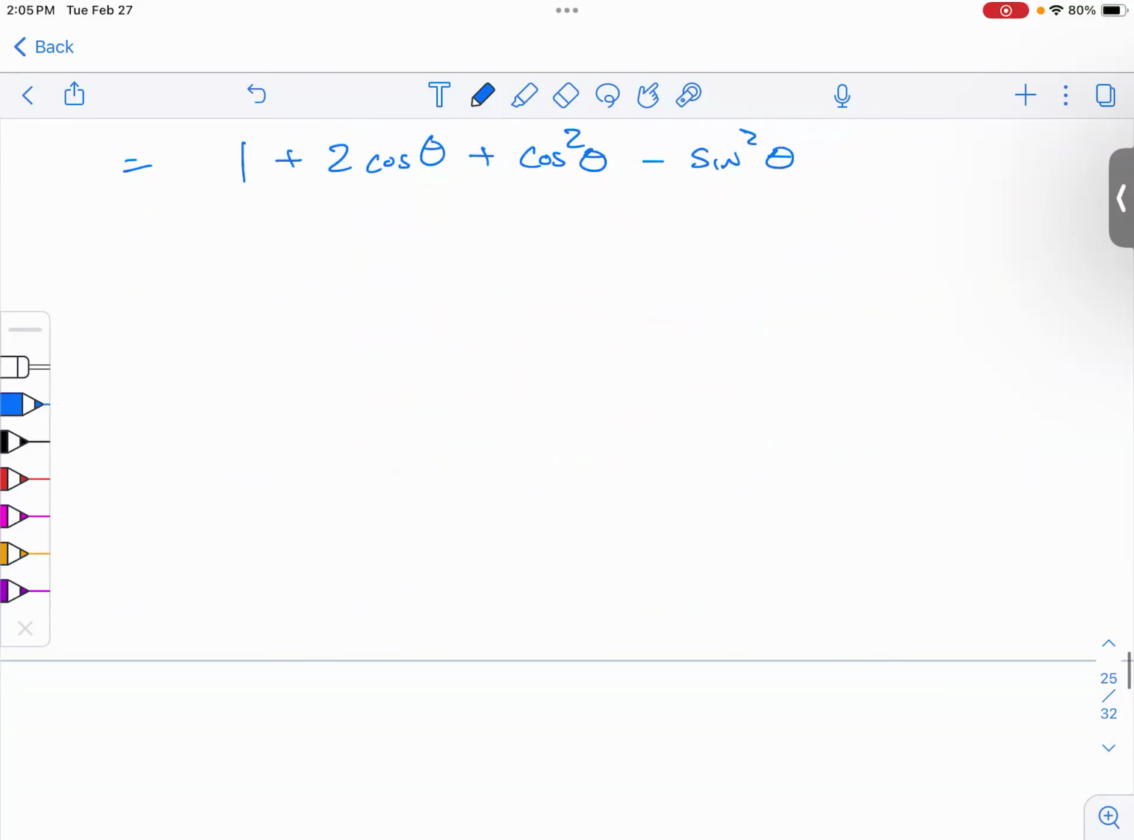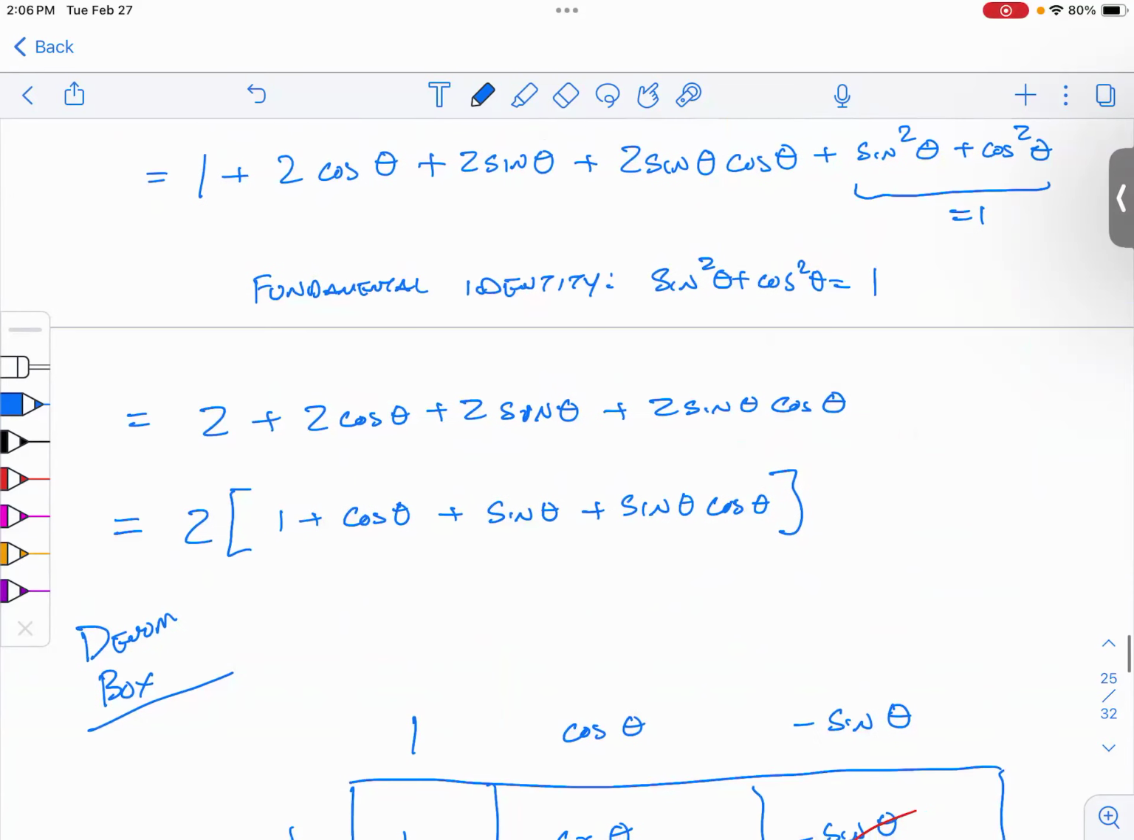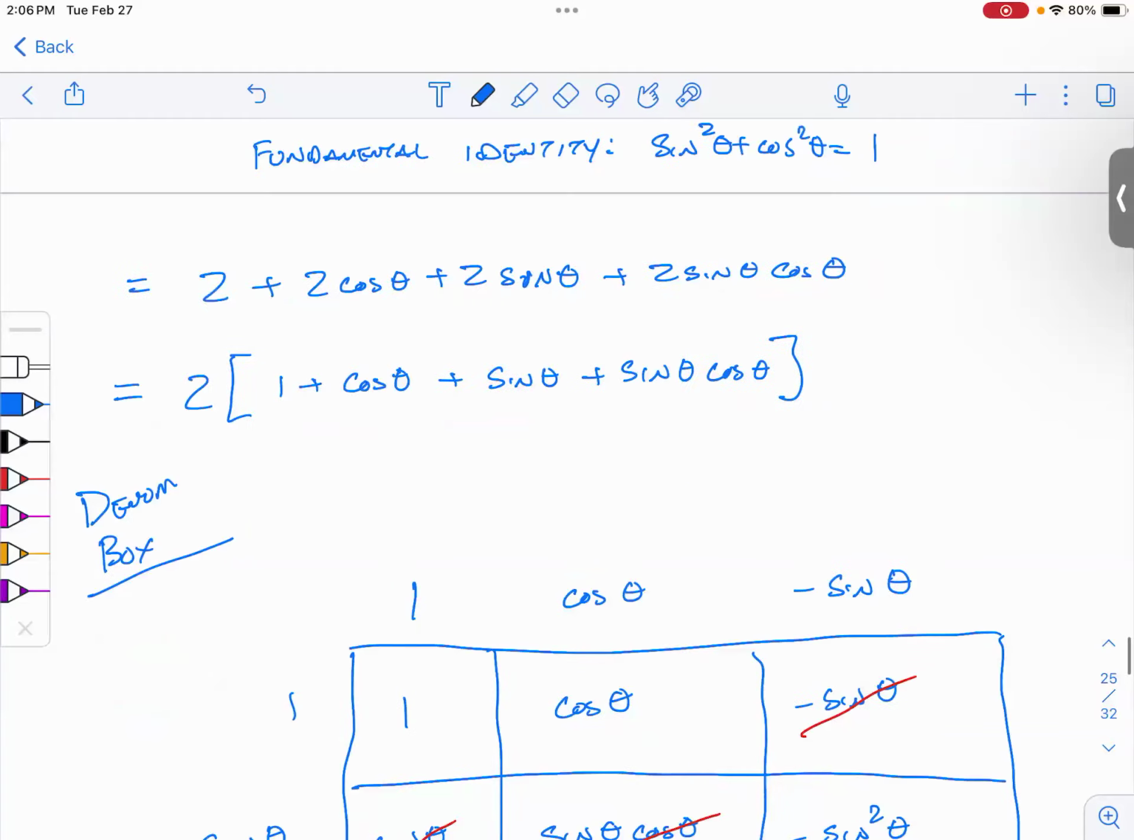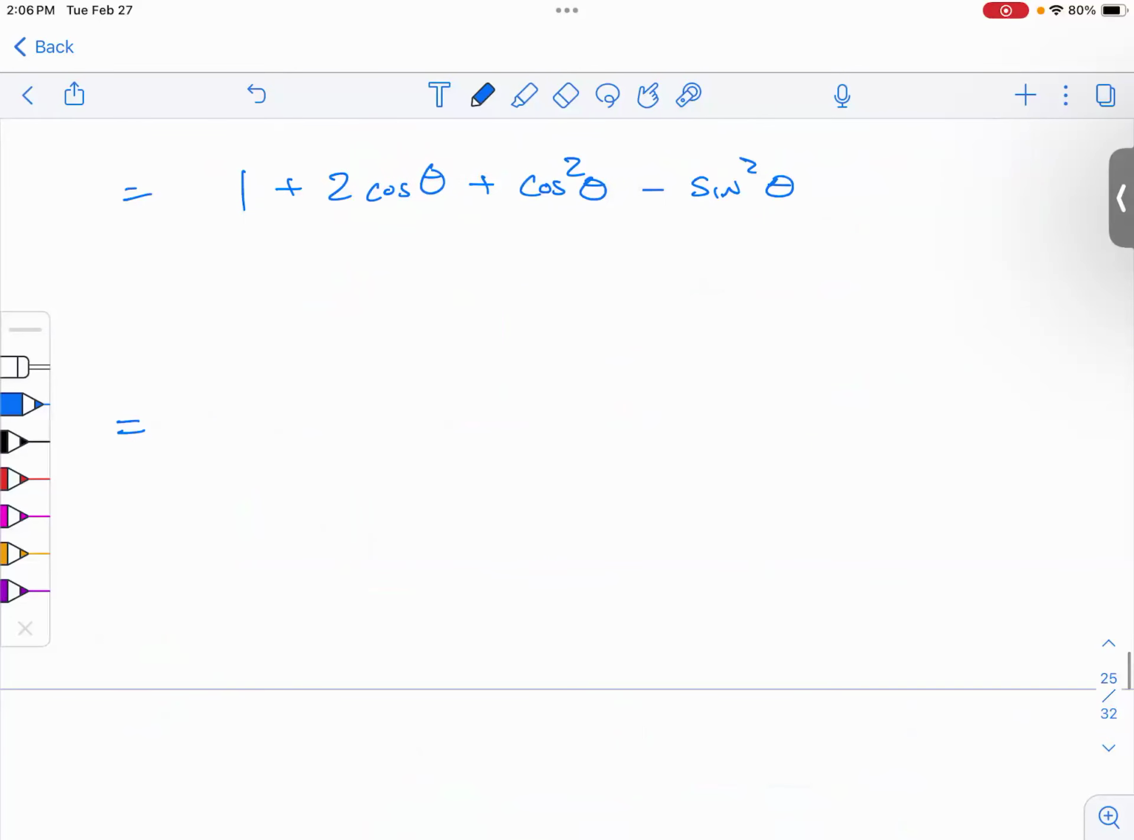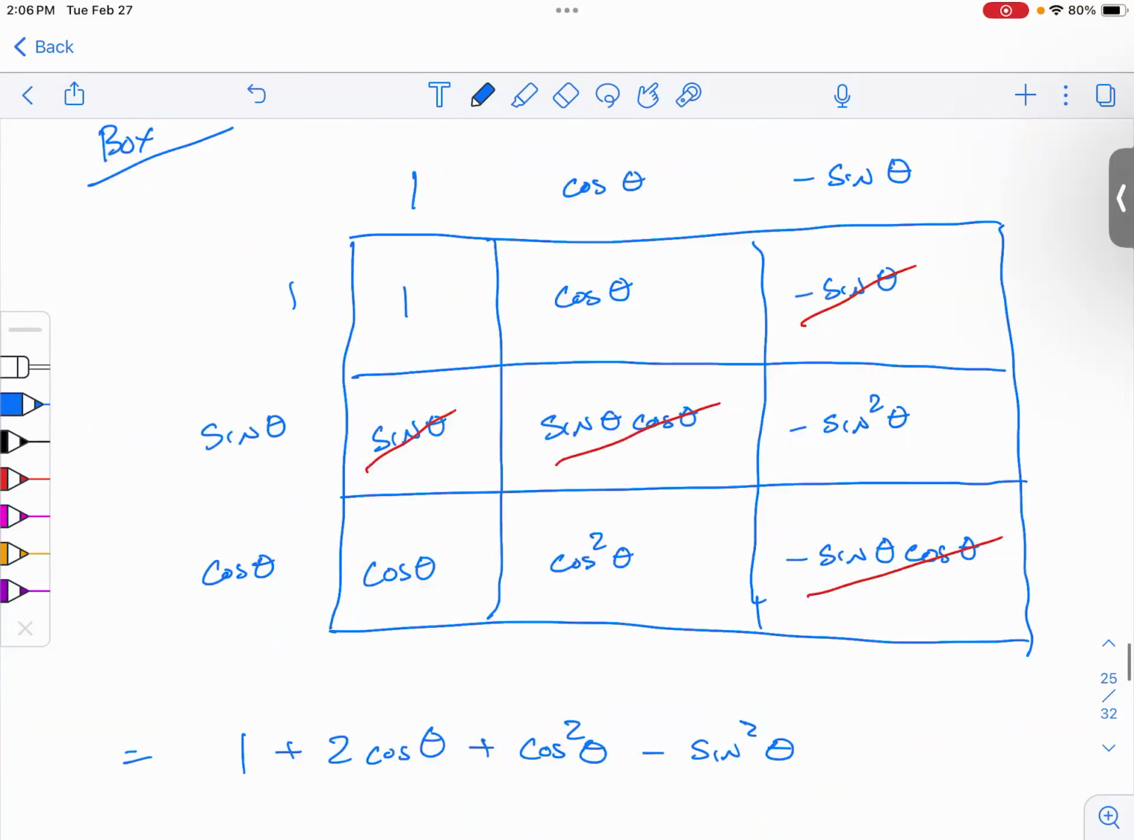Okay, so let's put our fractions back together. Okay, so the numerator was 1 plus stuff. Cosine, 1 plus cosine plus sine. Plus sine cosine.